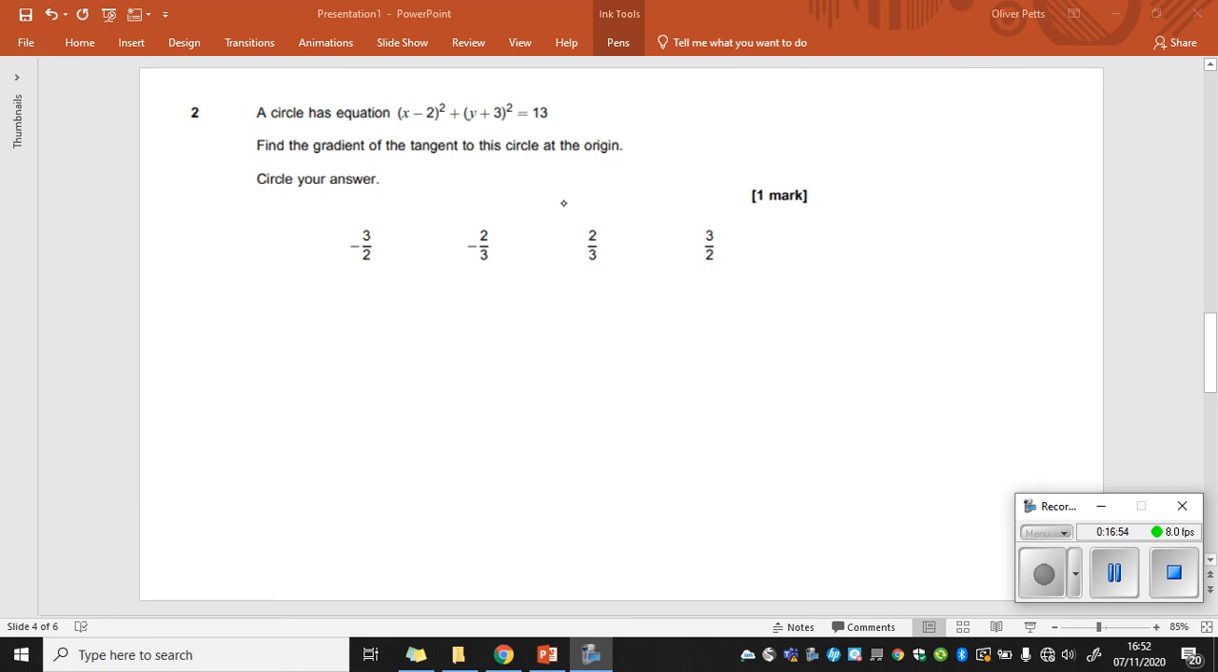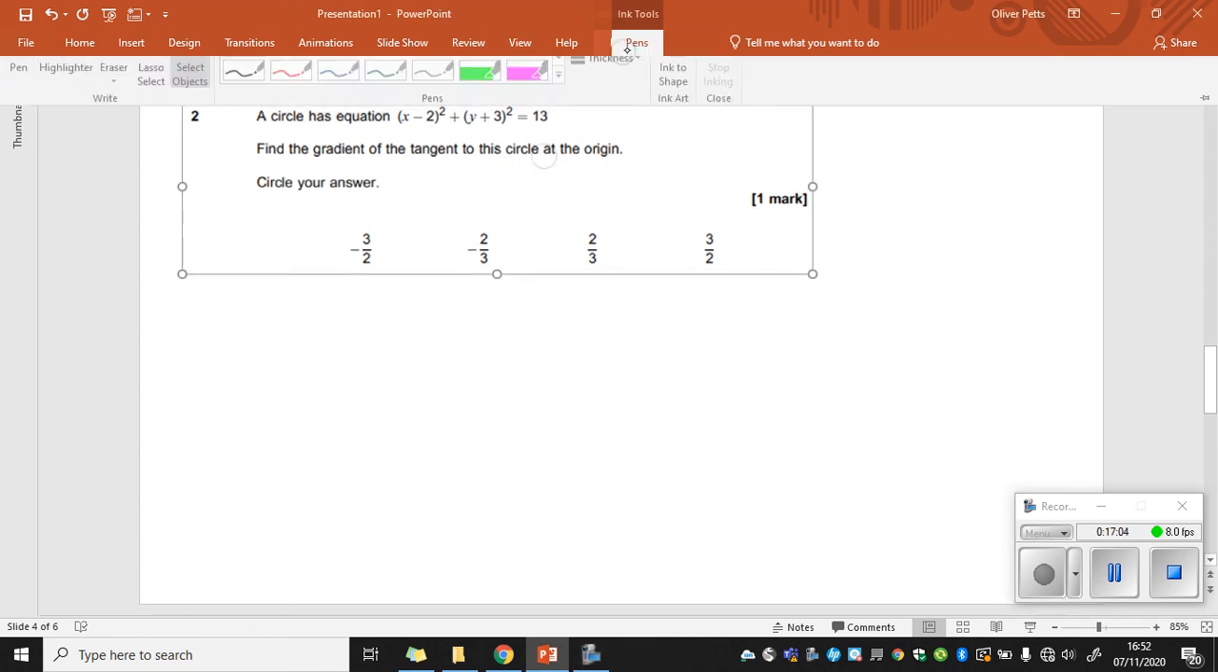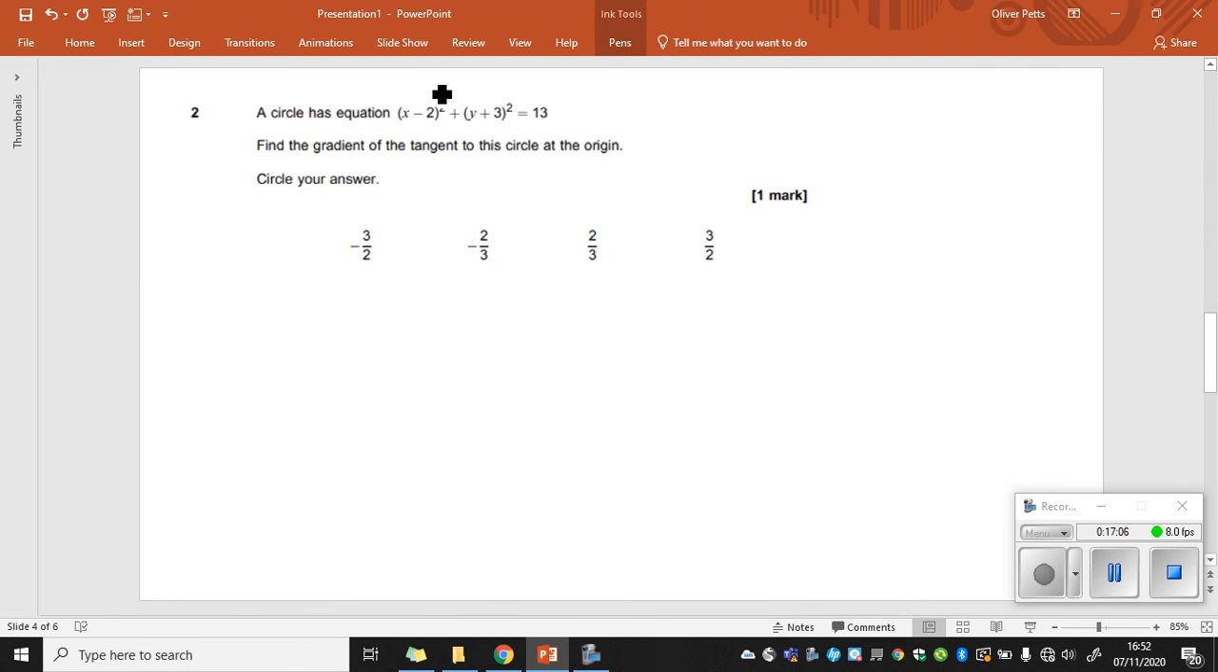Okay, so what can we deduce about this circle? So we're actually told we need to find the gradient of the tangent to the circle at the origin. So what that means is that the origin must be a point that's on our circle. So the origin being 0, 0. So if I were to draw this circle, that means that the origin is somewhere that's on the circle. So I'm just going to mark it 0, 0.